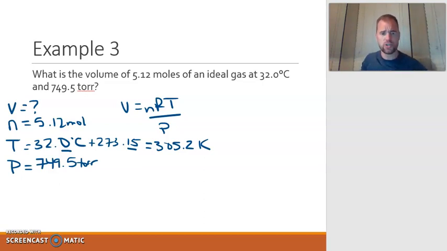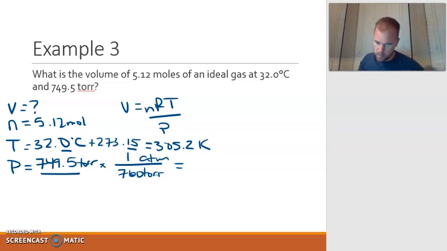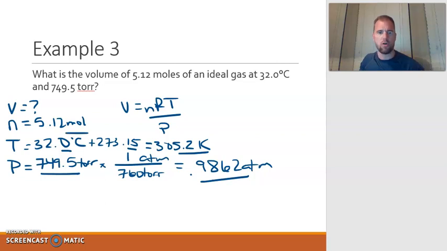And then to convert pressure, remember it has to be in units of atmospheres. So we're going to go from torr to atmospheres, and for every 1 atmosphere there are 760 torr. So we just divide by 760. So 749.5 divided by 760. Remember that 760 and 1 atmosphere are exact, so we're still going to keep our 4 sig figs. So my answer is 0.9862 atm.